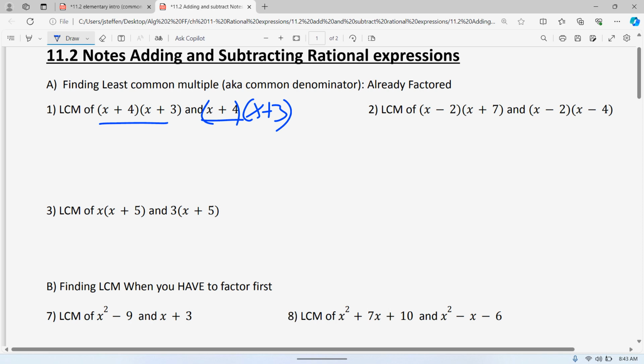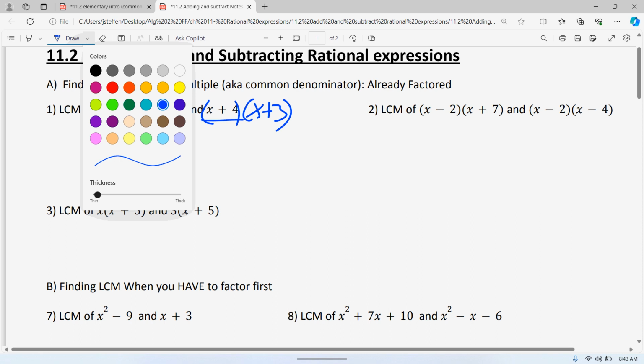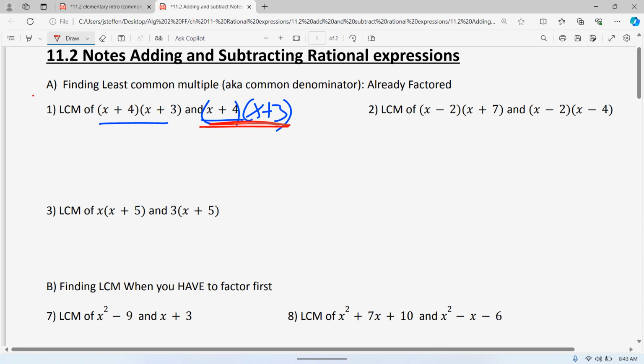So then I ask myself the same thing about the second one. Is there anything that this second one has but the first one doesn't? Now there's no. The answer is no for this one. They both have an x plus 4. They both have an x plus 3. That's x plus 4 and x plus 3.